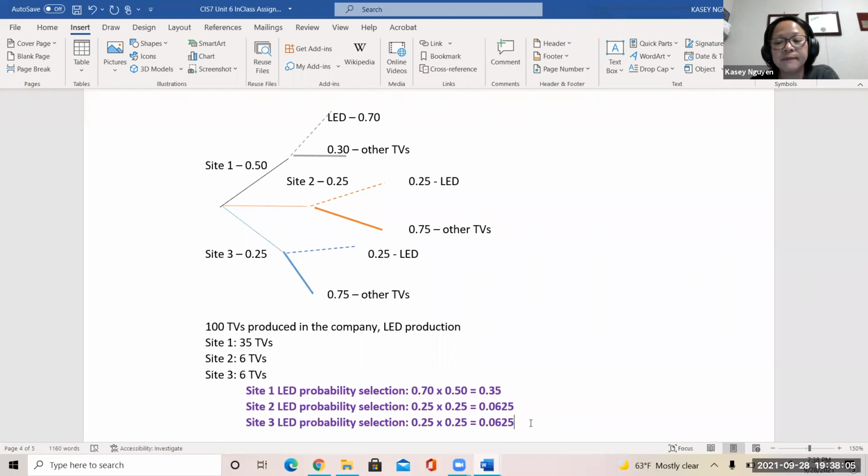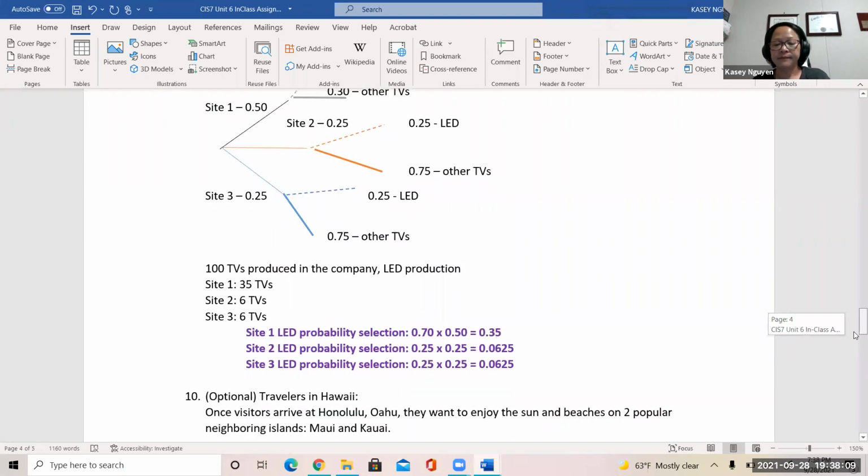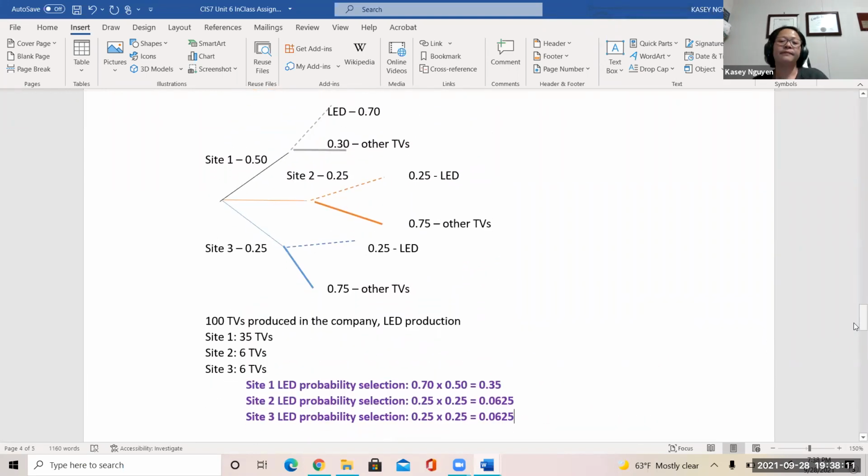Question. Okay, so the expectation for this question is that we need to draw the tree diagram for the probability, and then we need to calculate it. All right. Any question on this?